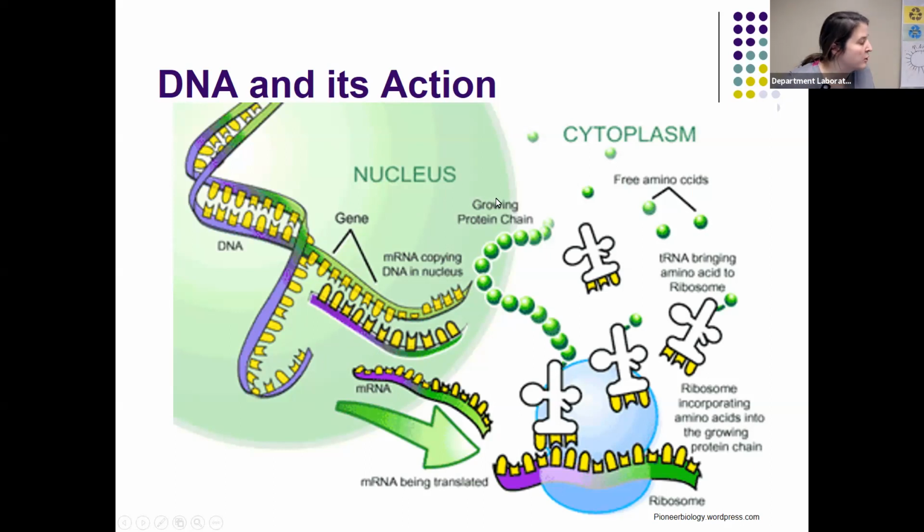Transfer RNA is going to bring in your amino acids. And your amino acids will form this polypeptide chain. That polypeptide chain of amino acids is what will determine your antigen expression on the cell membrane. That's a review for everybody, right?